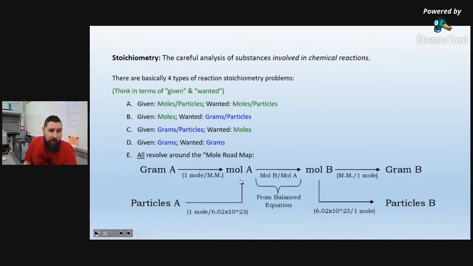And then the third type, or the fourth type, is when you start with grams of A and they want you to go all the way to grams of B. Well, in that case, we're going to start with grams of A, use the molar mass to find moles of A. Once we know moles of A, use that balanced equation to find moles of B, then the molar mass of B to find the grams of B. So this is how we use that mole roadmap.